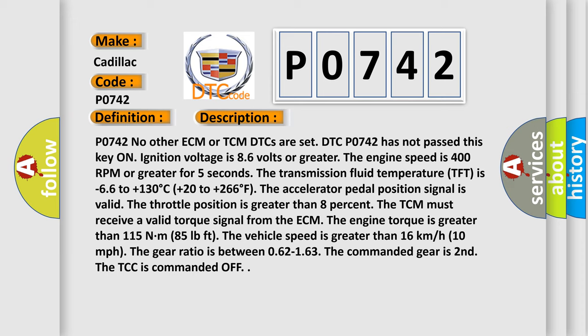The TCM must receive a valid torque signal from the ECM. The engine torque is greater than 115 Nm, 85 pound-feet. The vehicle speed is greater than 16 km per hour, 10 miles per hour. The gear ratio is between 0.62:1 and 1.63:1. The commanded gear is second. The TCC is commanded off.